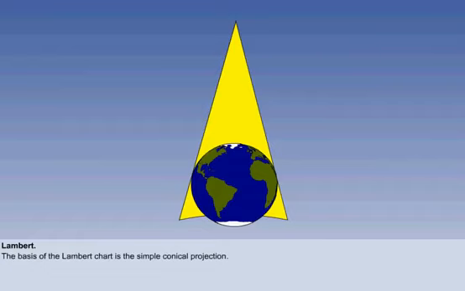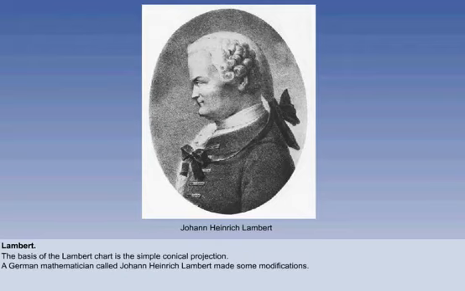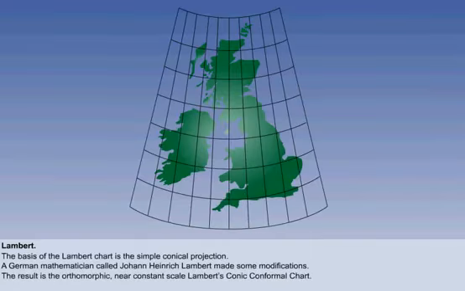The basis of the Lambert chart is the simple conical projection. However, the simple perspective projection has some limitations, the most important being that it is not orthomorphic. A German mathematician called Johann Heinrich Lambert made some modifications to the basic conic in 1777. The result is the orthomorphic, near constant scale Lambert's conic conformal chart.